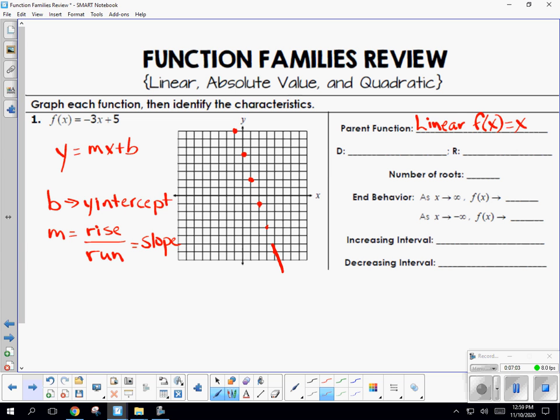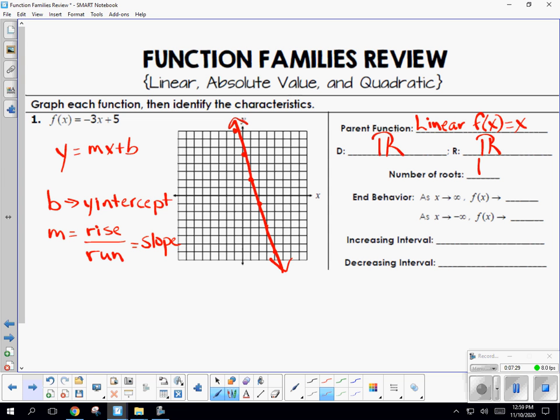All linear equations form a straight line. The domain of this linear equation is all real numbers. We're going to use all of our x values. The range is also going to be all real numbers. We're going to use all of our y values. The number of roots that a linear equation has is 1. It is going to cross the x-axis 1 time.